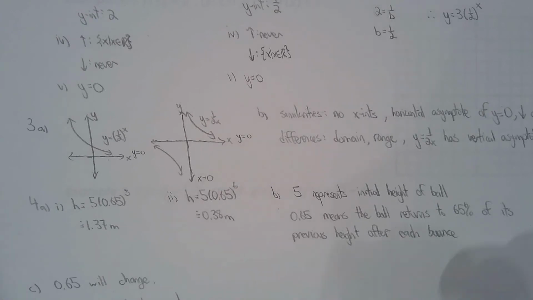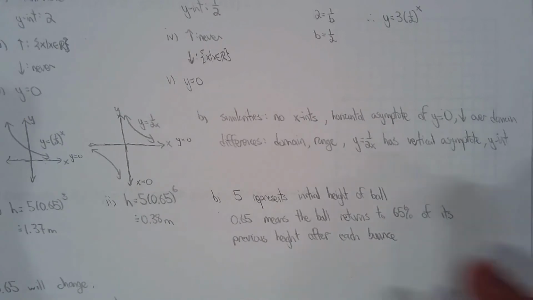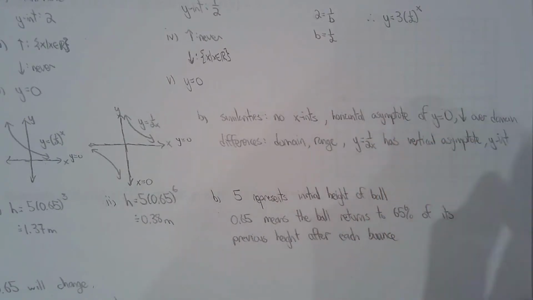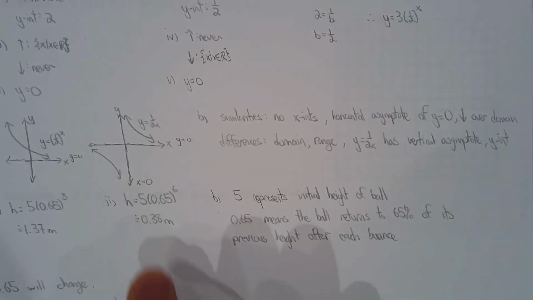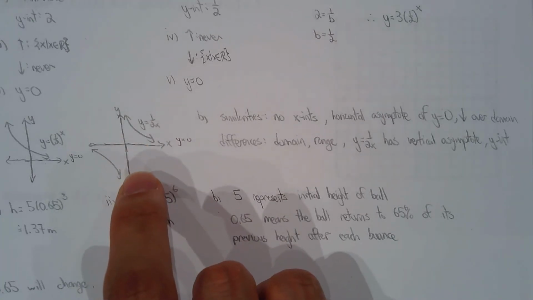So I stated the similarities. They both have no x-intercepts. They both have a horizontal asymptote of y equals 0. They both decrease over its domain. As for differences, they have different domains, different ranges. And then y equals 1 over 2x has a vertical asymptote. And they have different y-intercepts. Well, in fact, y equals 1 over 2x doesn't even have a y-intercept.